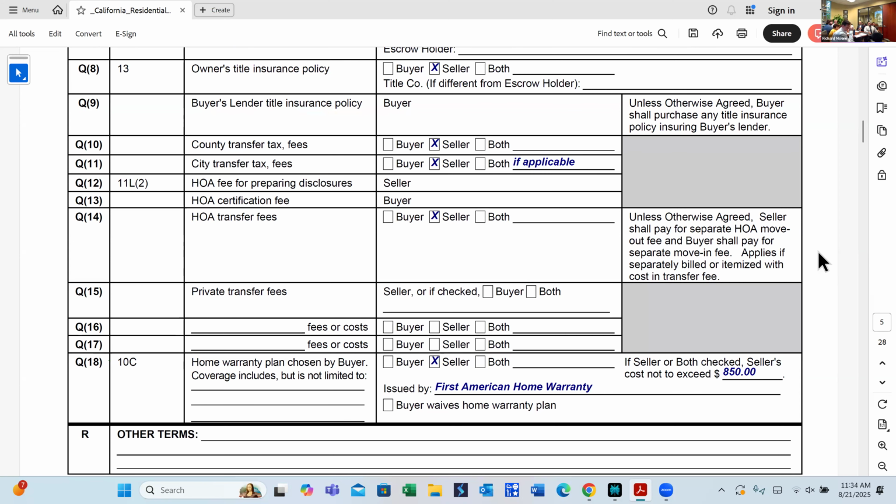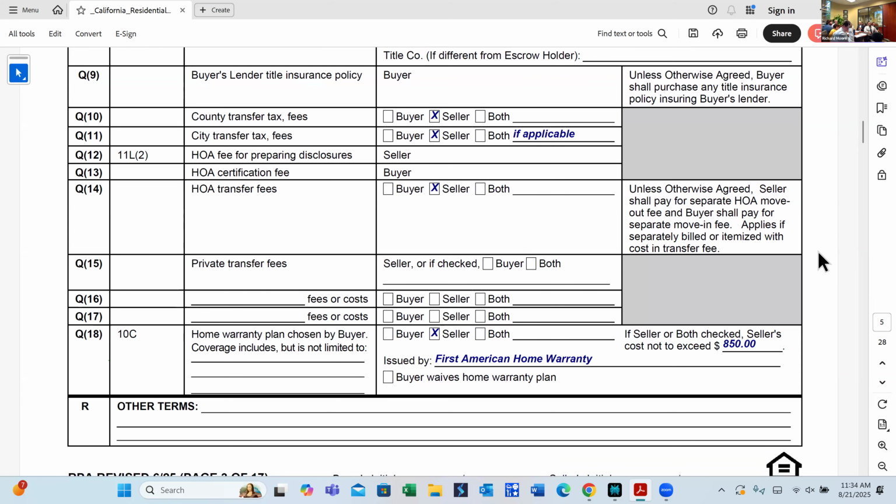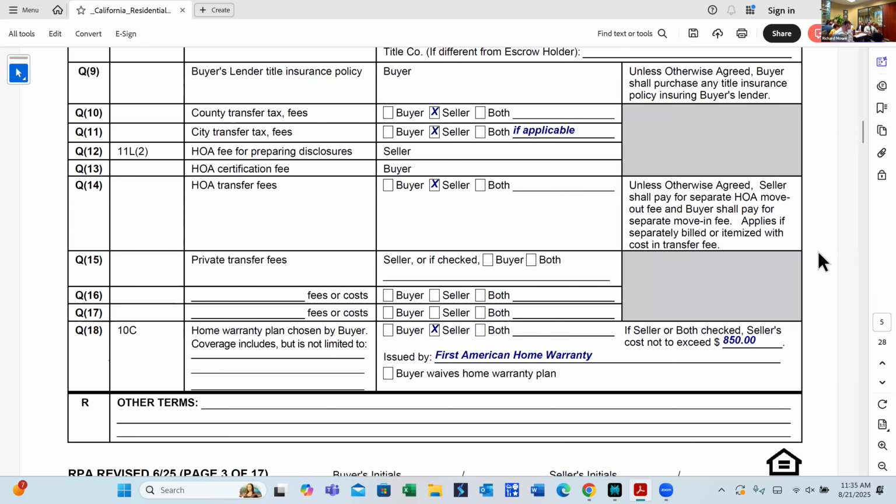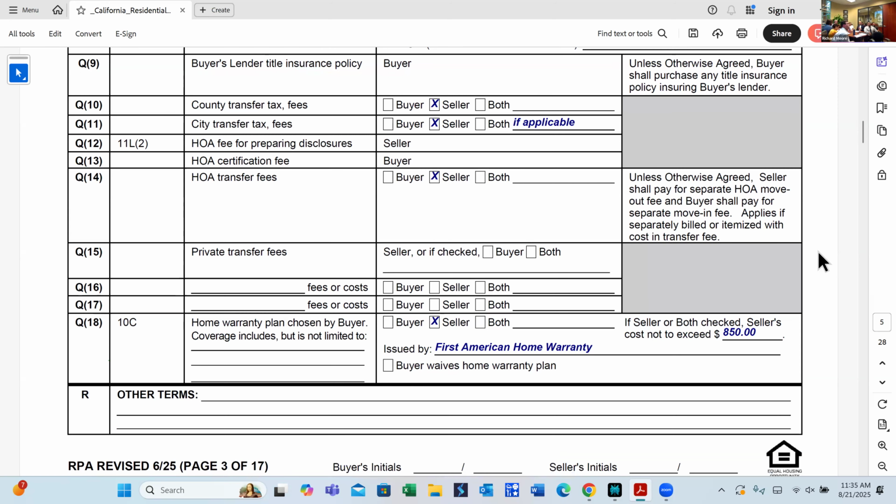And then private transfer fees, you can see it says seller. The only area in Orange County that currently has private transfer fees is Ladera Ranch. That's some type of approval. And then section Q18, home warranty plan. It's customary the seller pay for it.